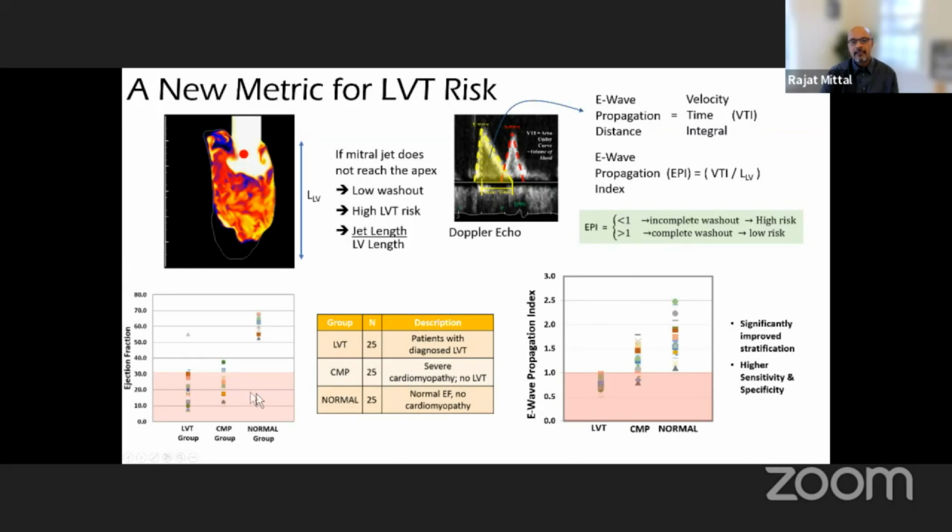So notice this LVT group. Every single person in this LVT group of 25 people has an E-wave propagation index that is less than 1, which is kind of what we predicted from our simulations.